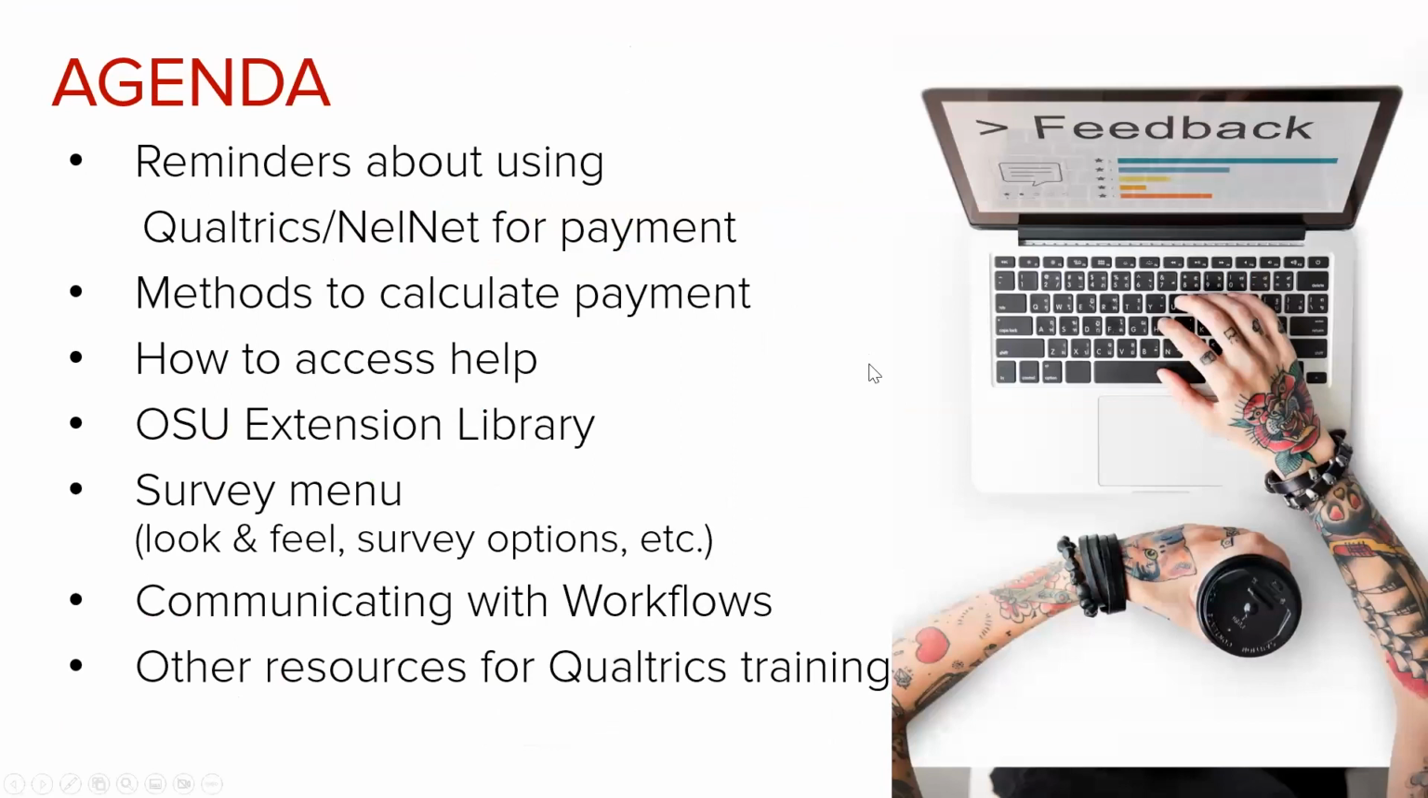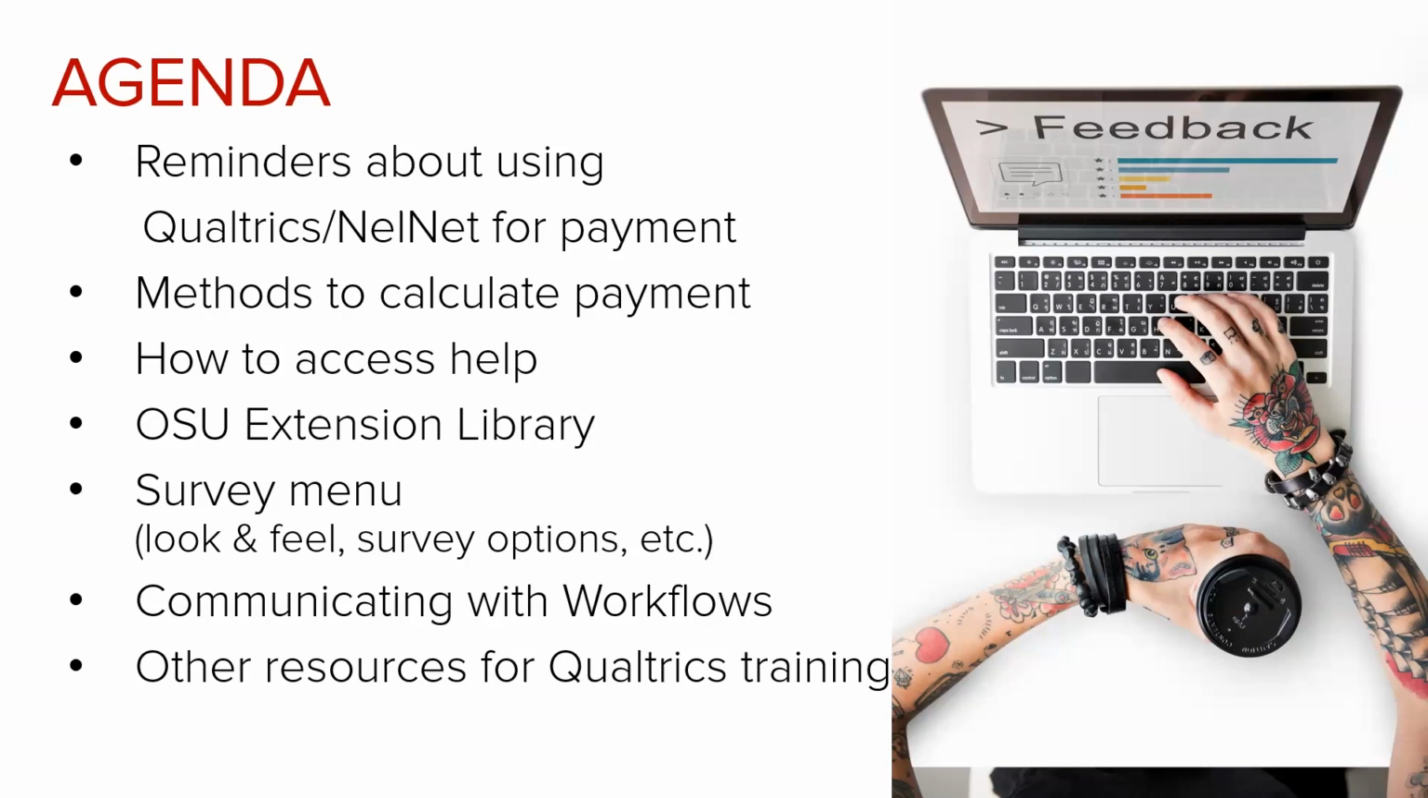All right, so a little bit about what I'm going to talk about. I'm going to give you a few more reminders about using Qualtrics and NelNet for payment. I think I have a few additional things that maybe Jesse didn't touch on. I'm going to talk a little bit about methods that you can use Qualtrics to calculate your payments, and then how to access help in Qualtrics. I'm going to introduce you to the OSU extension library if you haven't used it.